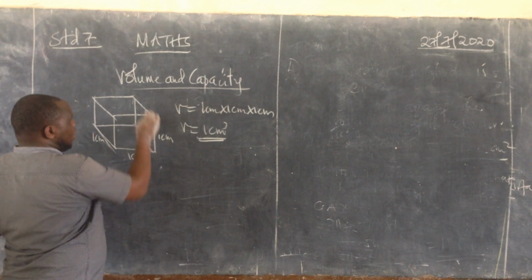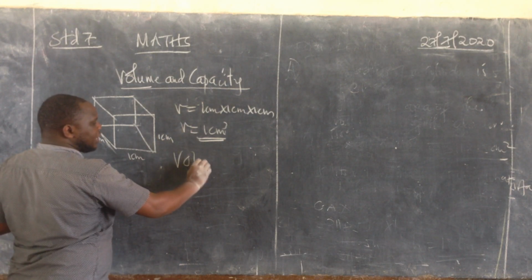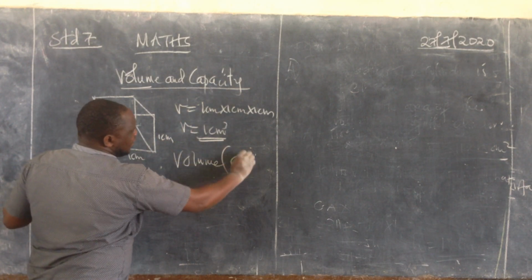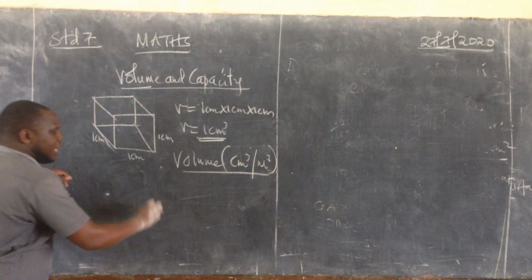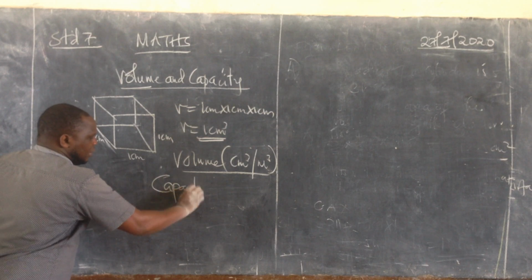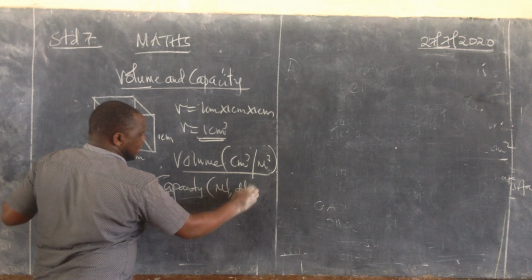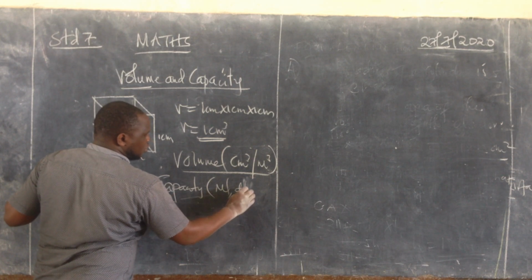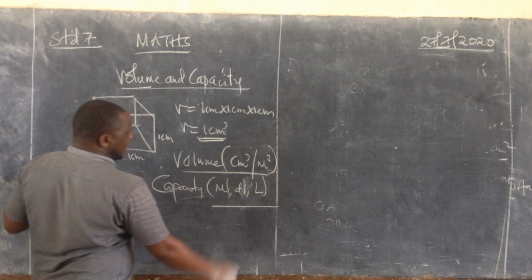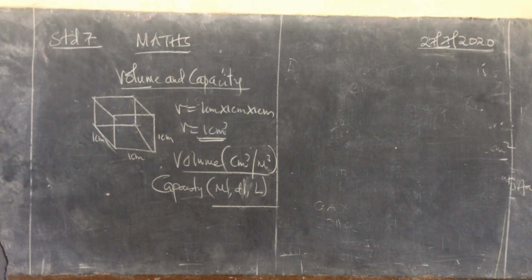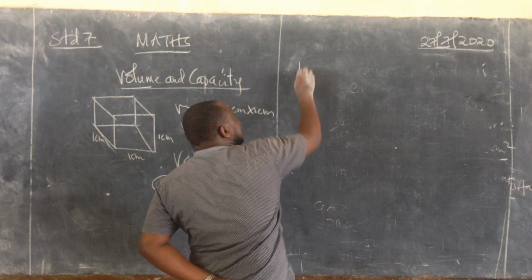So I want to give you the relationship. We're talking about volume and capacity. Remember, volume is given in cubic centimeters or cubic meters. That is how we give volume. Then capacity is given in ml, in dl, or in liters. All these are the units for capacity. So we're going to say 1 liter.